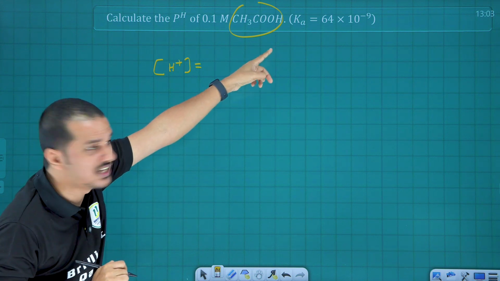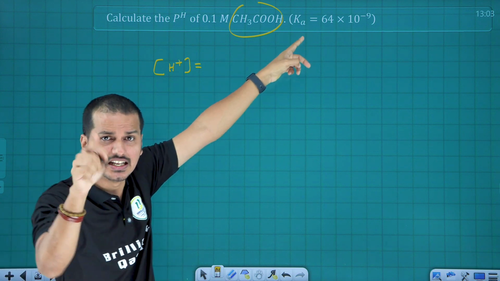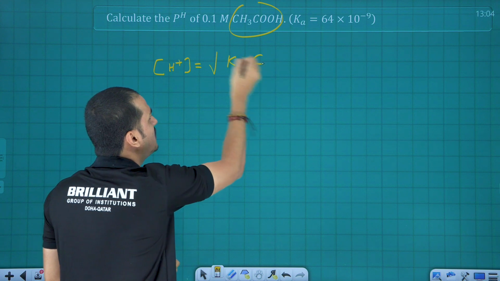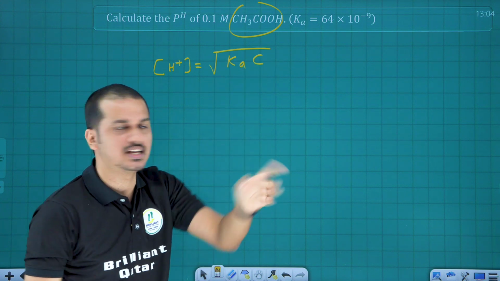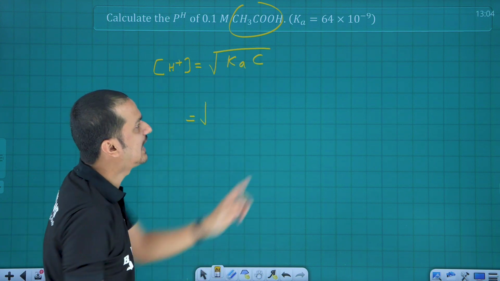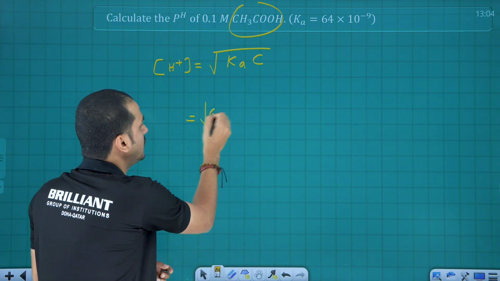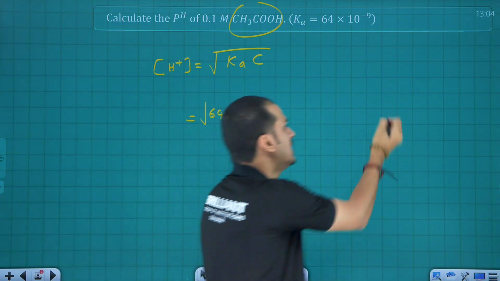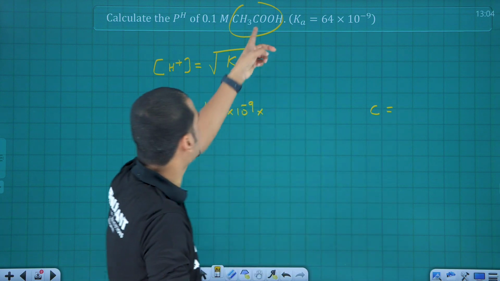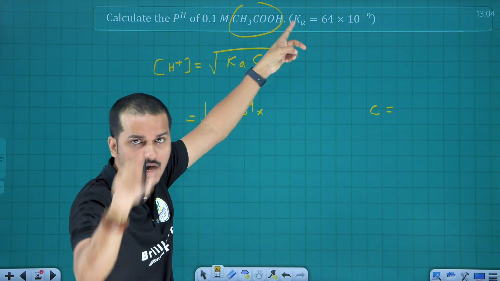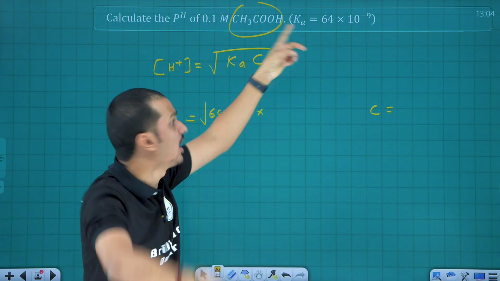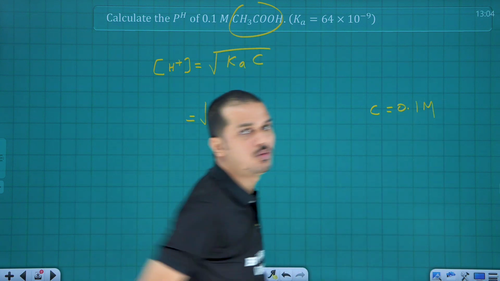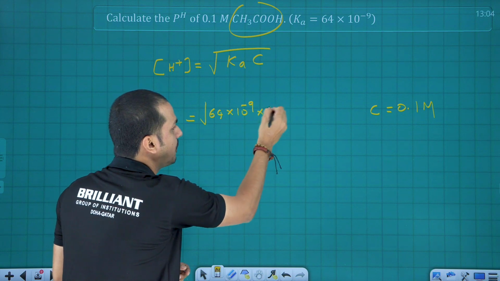So here you can see the Ka value is given, they didn't give alpha. So what formula will we use? Root of Ka into C. That's equal to root of the Ka value, 64 into 10 raised to minus 9. What is C? C means normality. In the case of acetic acid also, it can donate 1 H plus, so normality equals molarity. We can take it as 0.1 molar. So I can multiply with 0.1.